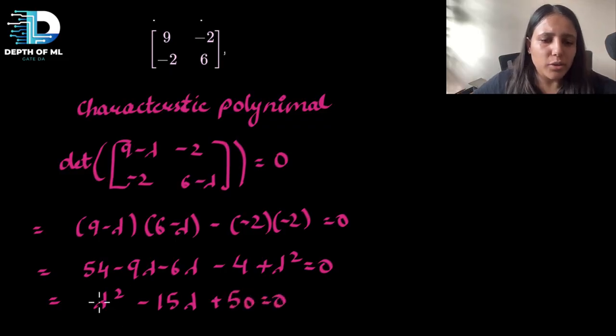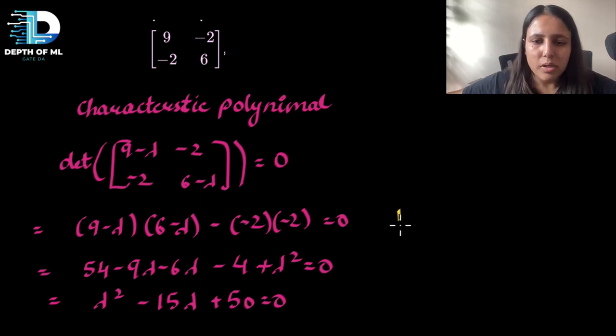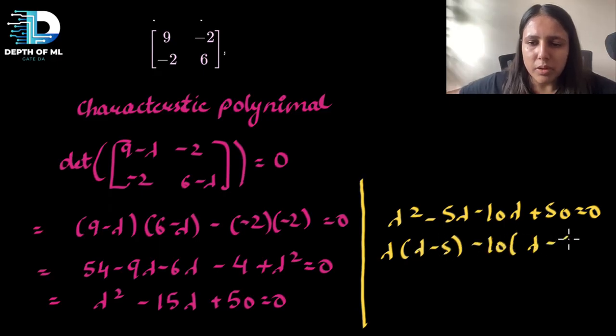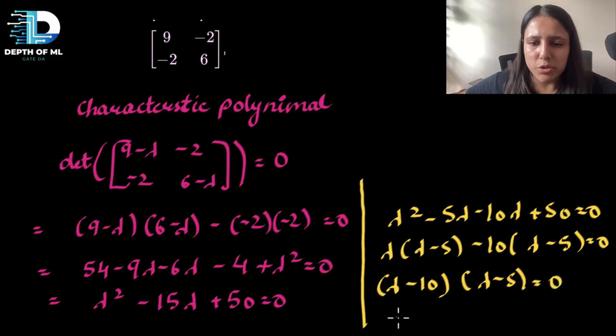Now you have to just find the roots of this. So the roots of this will be, lambda square, I'll just do it here. Lambda square minus 5 lambda minus 10 lambda plus 50 is equals to 0. I'll take lambda common from the first two terms and minus 10 common from the others. Lambda minus 10 and lambda minus 5, right, equals to 0. So which means lambda is equals to 10 or lambda is equals to 5, right? So these are the two eigenvalues.